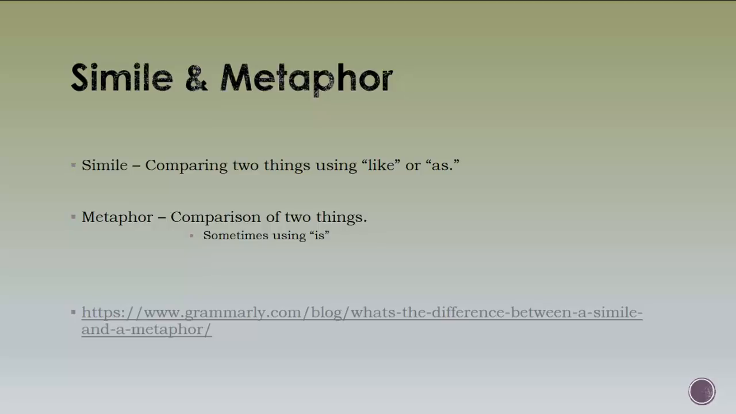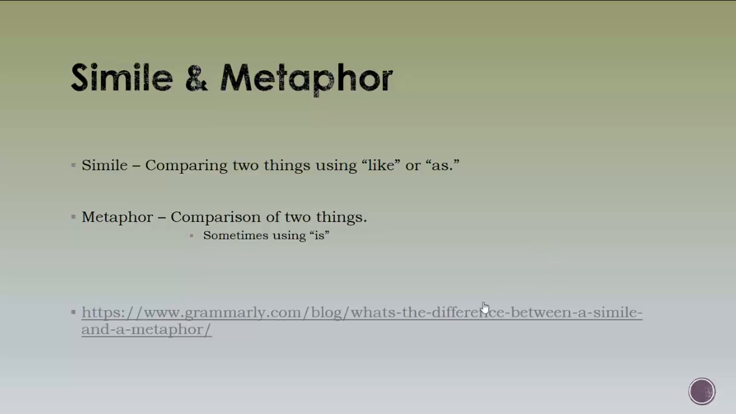And then a metaphor would be comparing two things without using the word like or as, and it commonly uses just the verb is. So instead of she shines like a light, you would simply say she is a light. So you're comparing her to light again without using like or as.